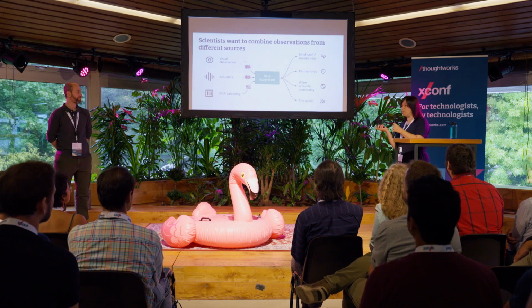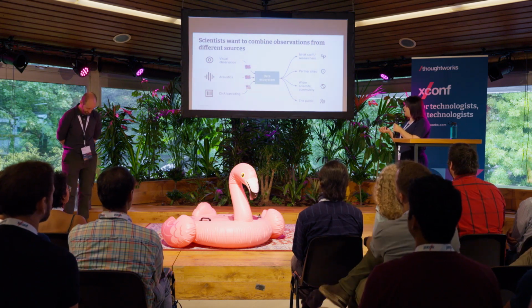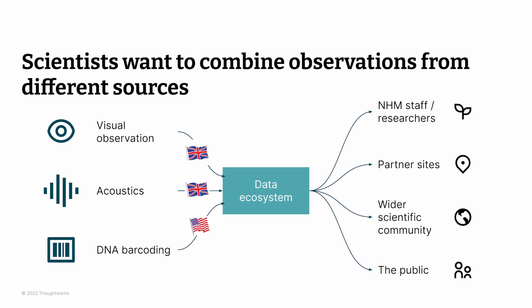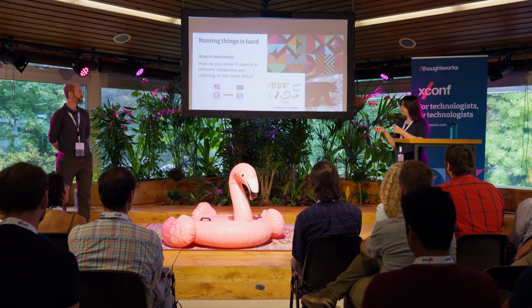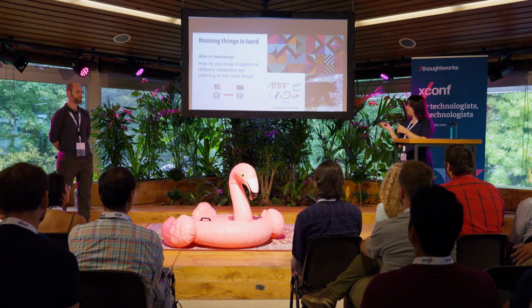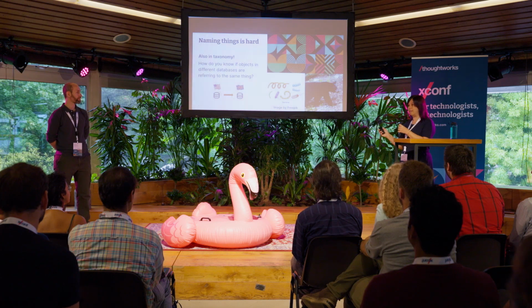And so this is where this problem comes into this data ecosystem. Visual observations and acoustic observations that the NHM researchers or other people in the UK make use what we call the UK taxonomy naming standard. But DNA barcoding, to identify species from a sequence of DNA, uses an application based in America, and that uses the US taxonomy naming standard. So basically, naming things is hard. How do we know, between the US and UK naming standards, if two objects are referring to the same thing? It's basically two different databases.